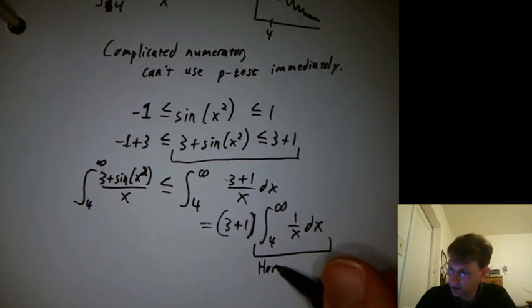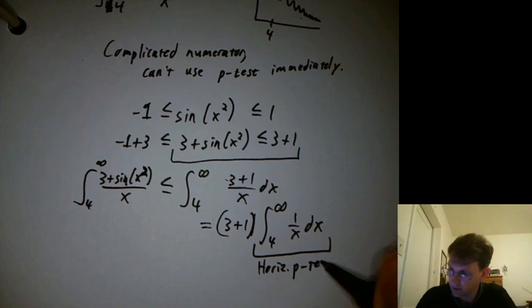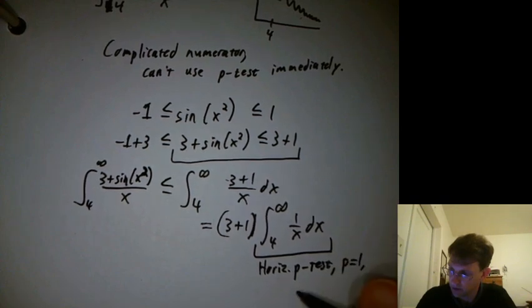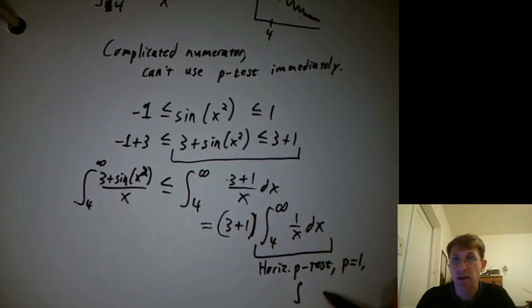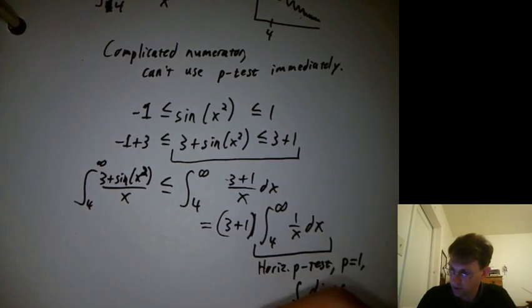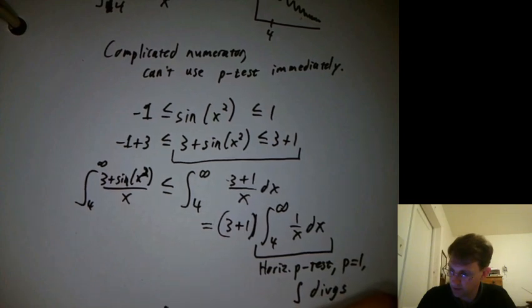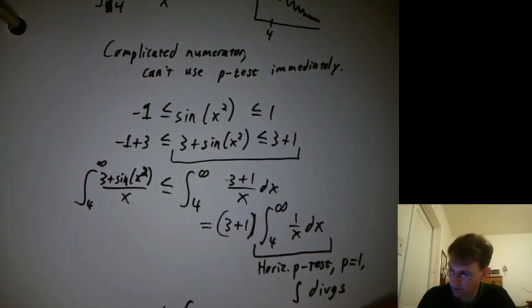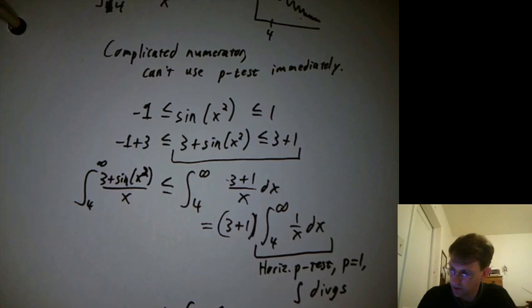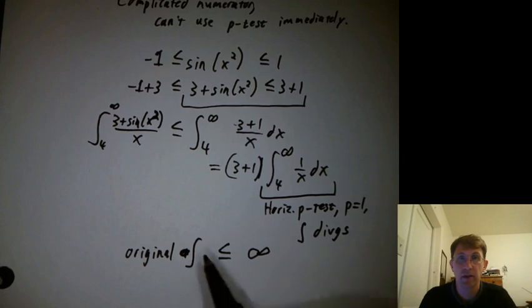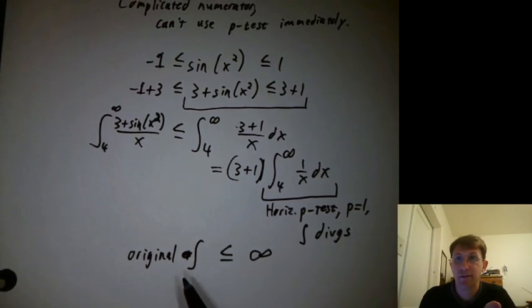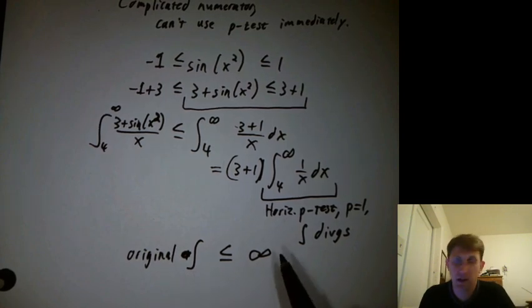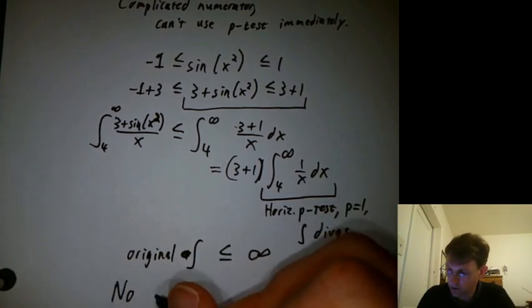So horizontal p-test, p equals 1, so the integral, what, diverges? Okay, so our original integral is less than or equal to an integral that's infinity. So what does that tell us about our original integral? Nothing. Could still be infinity, just slightly smaller infinity, like 90% of that infinity. So we get no conclusion.